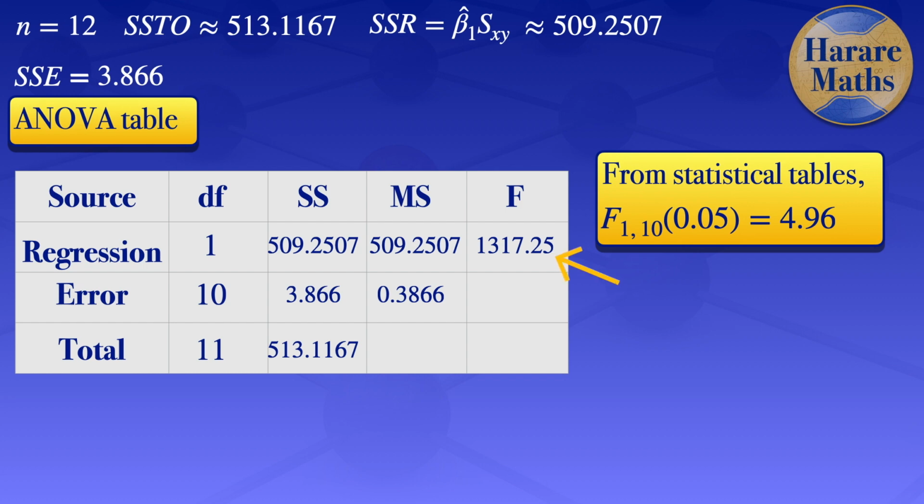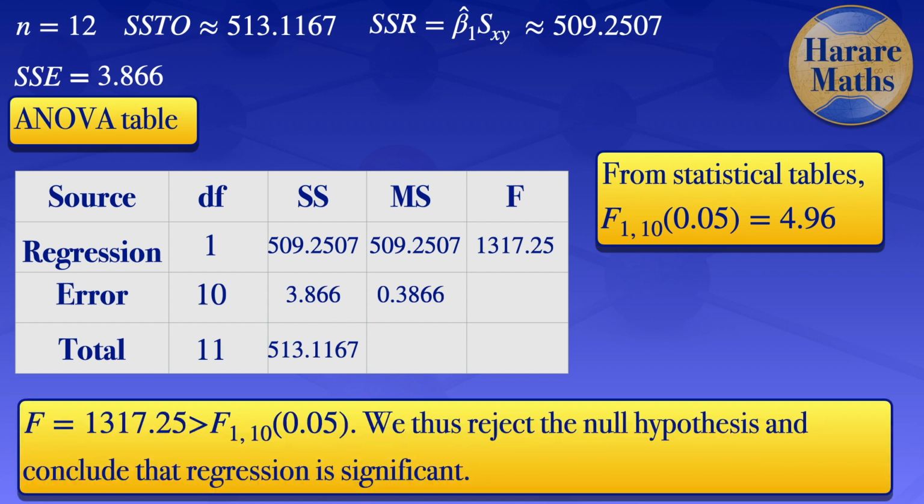So in this case what we see there is the calculated F, the 1317, is greater than the one from the tables. So since the calculated F is greater than the one from the tables, we reject the null hypothesis and conclude that the regression is significant.